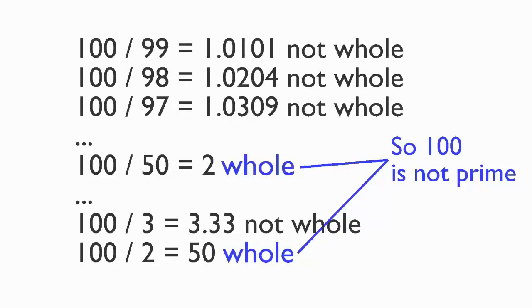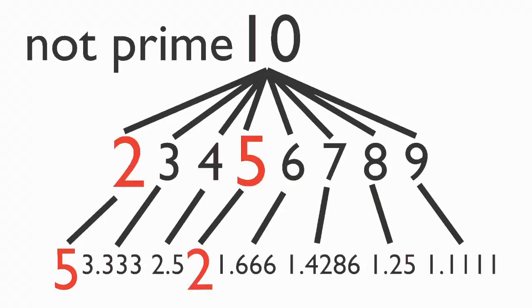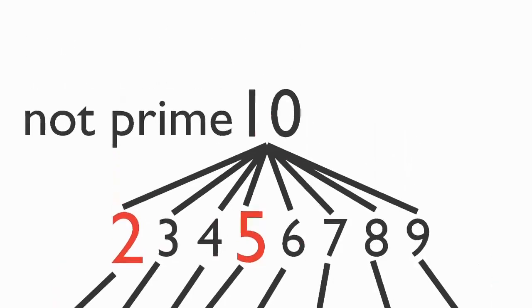For example, let's take the number 10. Divided by 9. 10 divided by 9 is 1 point something. It's not a whole number. Now try 10 divided by 8. That's 1 1/4. Once again, not a whole number. Now try 10 divided by 7. Also not a whole number. But when you get to 10 divided by 5, the answer is 2, which is a whole number. So 10 is not a prime number.